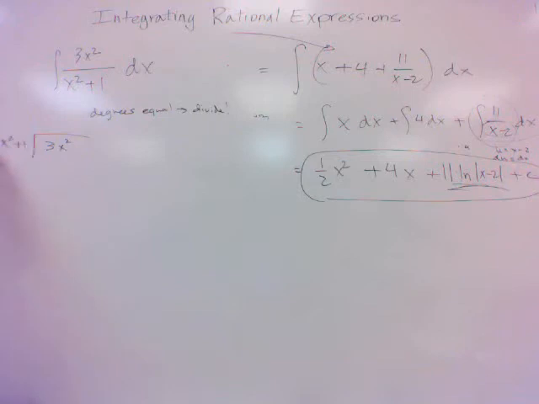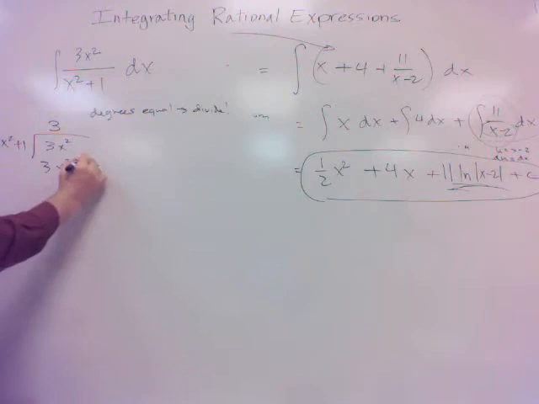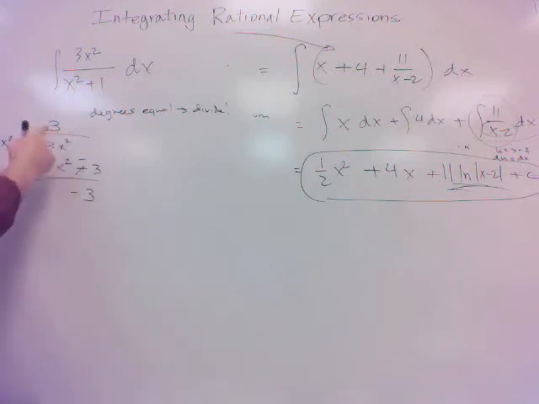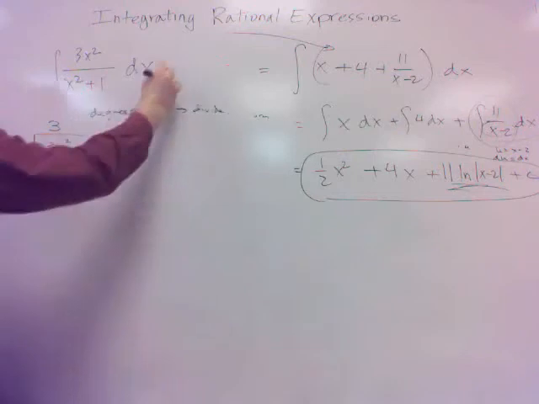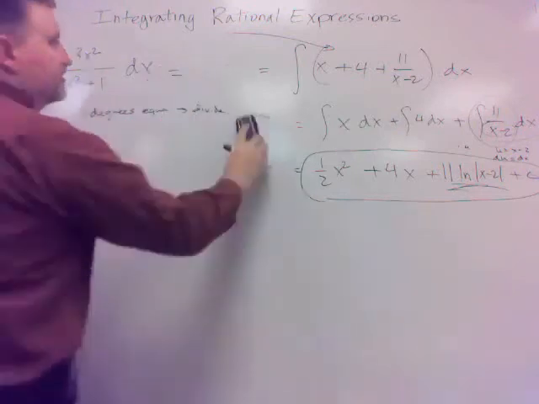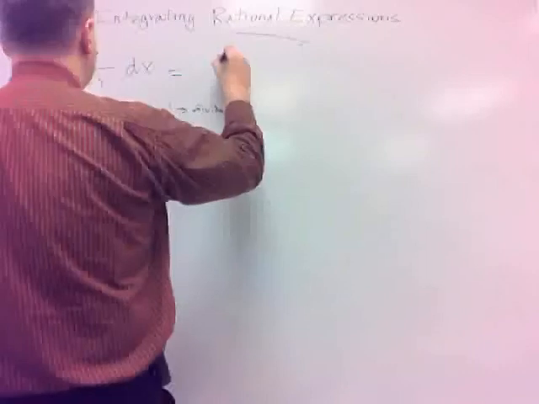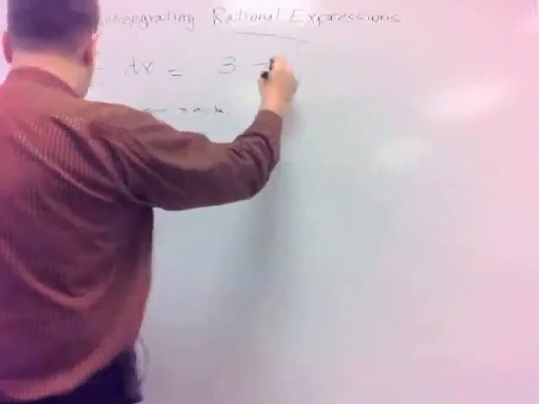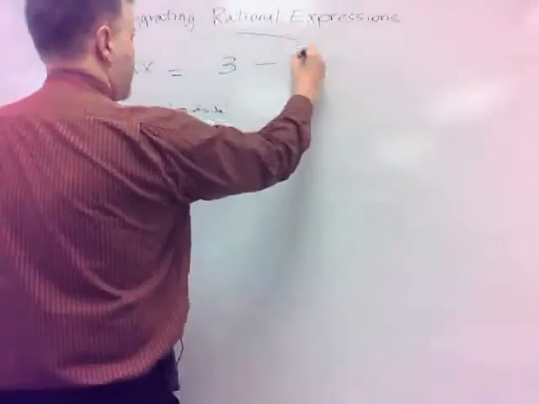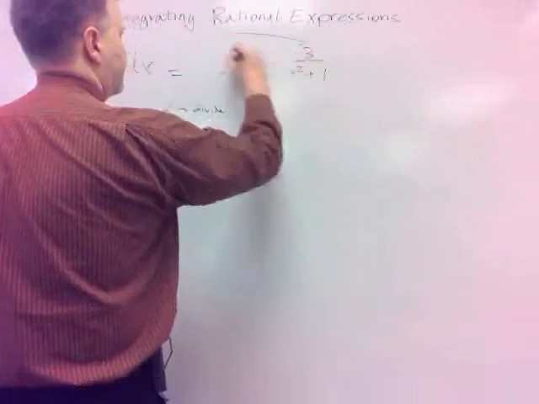Well, 3x squared divided by x squared is 3. 3 times x squared plus 1 is 3x squared plus 3. Change the signs there, so I have a minus 3. So this one becomes 3 minus 3 over x squared plus 1. That's the integral now.